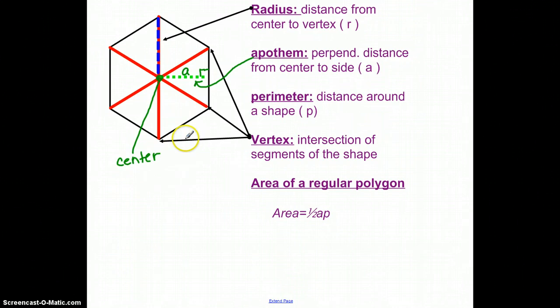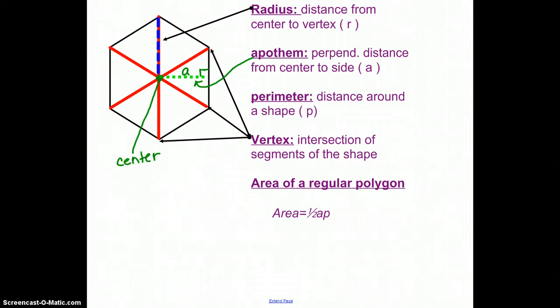Now perimeter would be the distance around the entire shape. So if I know what one of these sides is and they're all the same, I should be able to very quickly add them up. Now a vertex point is where any of these corners are in a shape. It's where one segment and another come together to form an exchange point. That exchange point right there, meeting point, is my vertex point.